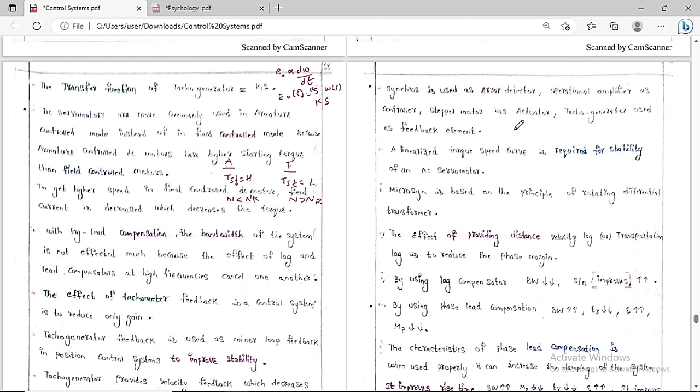So finally, I can say the synchro is used as the error detector, the operational amplifier is used as the controller, the stepper motor is used as the actuator, whereas the tacho generator is used as the feedback element.